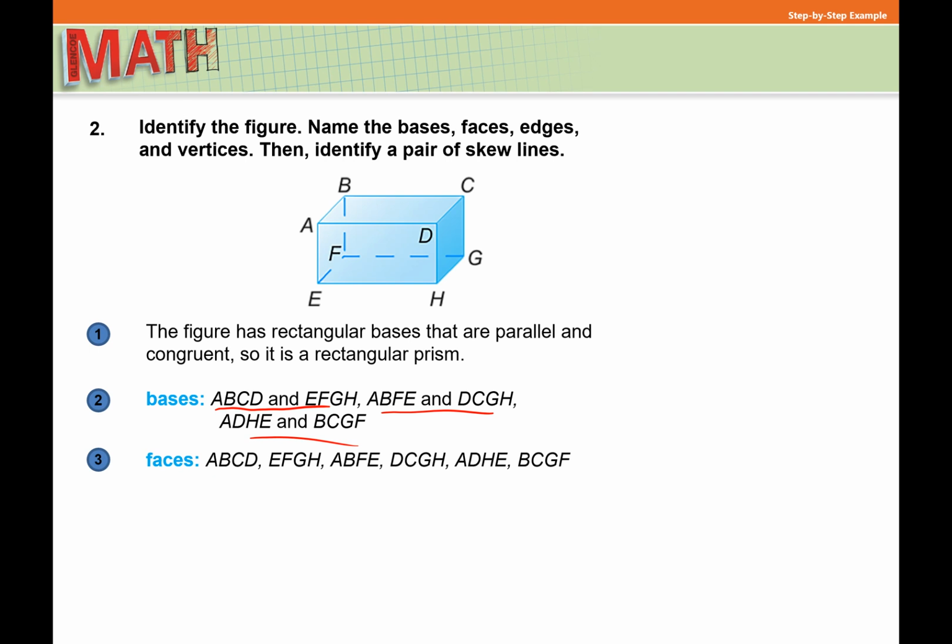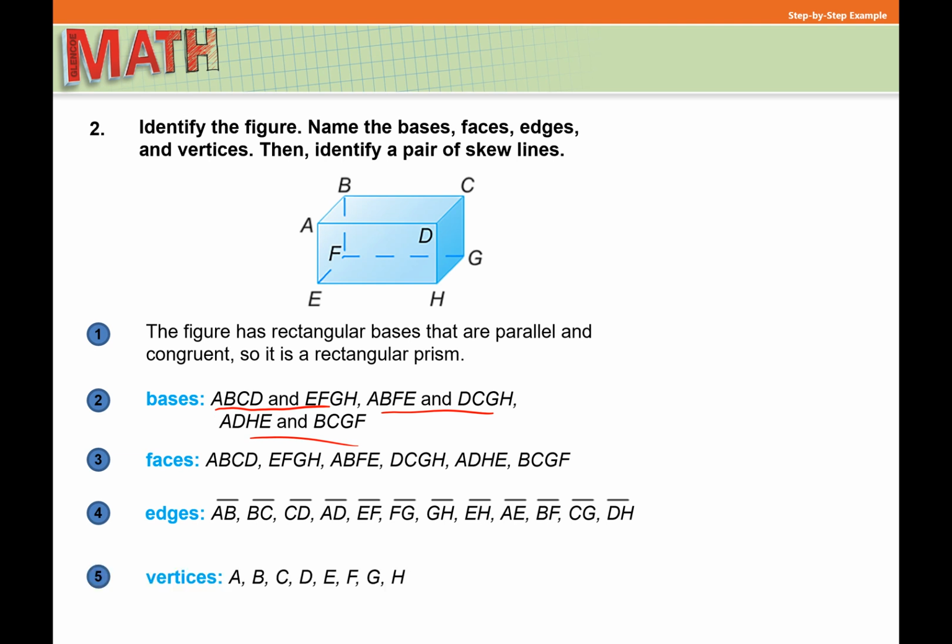Then you move all the bases into faces. In this case, they're all going to be the same. And then work your way around the edges. Again, start with whatever you name to be bases, and then any connecting lines after that, and then obviously the vertices. A pair of skew lines, in this case, we could say AE and FG. They are not parallel and they will never meet.